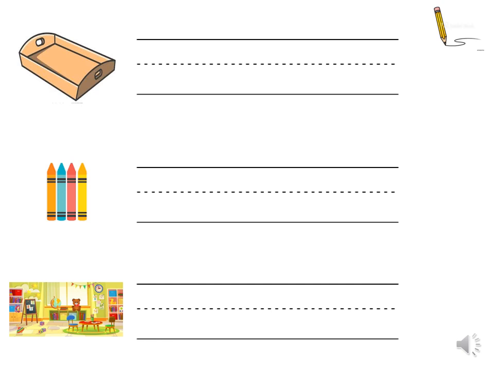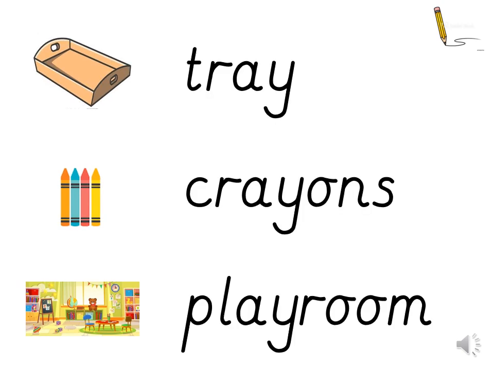We're going to move on to ticking and fixing now, but if you're not ready, you can pause the video. Can you tick or fix your answers? You should have T-R-A-Y for tray. Crayons has the AY in the middle. Did you remember the plural S? And playroom has 2 digraphs, AY and OO. How did you do?